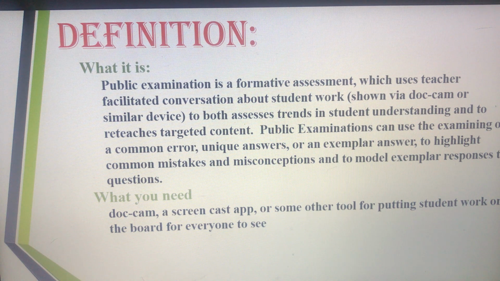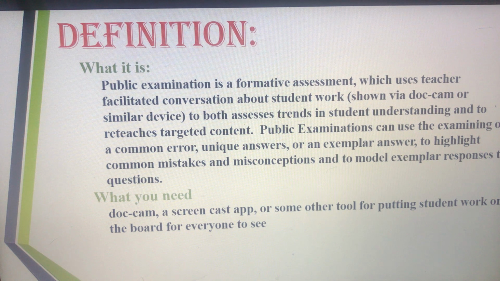Public examinations can use the examining of common error, unique answers, or exemplar answers in order to highlight common mistakes, misconceptions, and model exemplar responses to questions. You don't really need a lot for this beyond what is in a normal classroom.